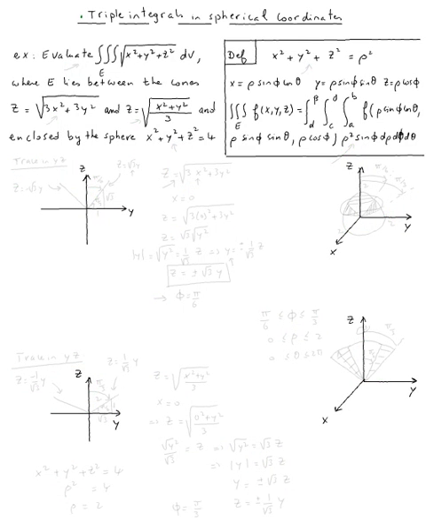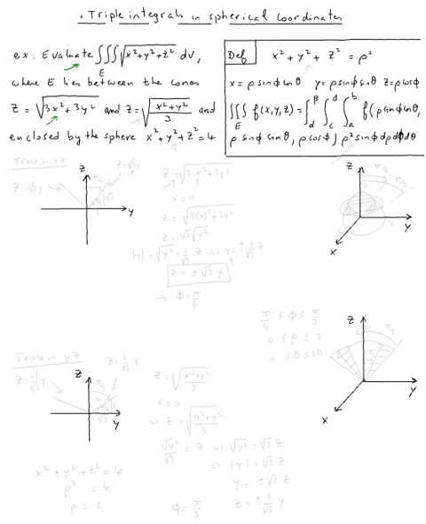The topic is triple integrals in spherical coordinates. So let's do this example. Evaluate the triple integral over the solid E of square root of x squared plus y squared plus z squared dv, where E lies between the cones z equals square root of 3x squared plus 3y squared and z equals square root of x squared plus y squared over 3, and enclosed by the sphere x squared plus y squared plus z squared equal 4.